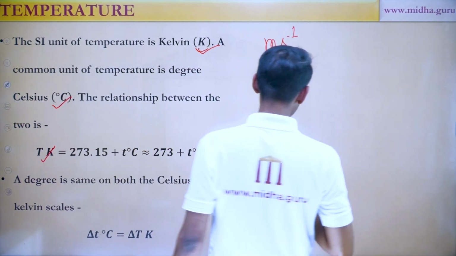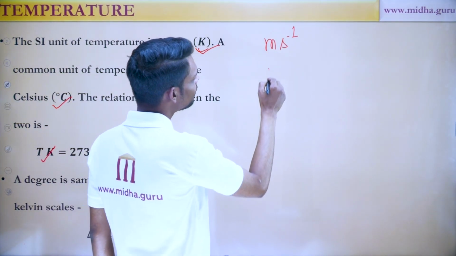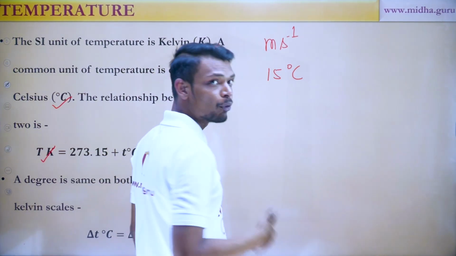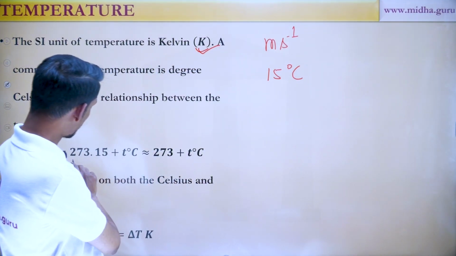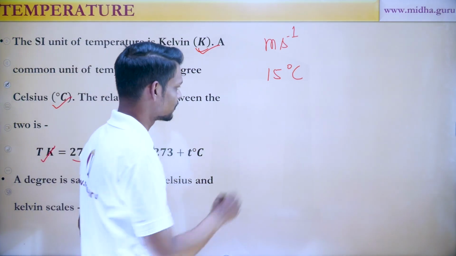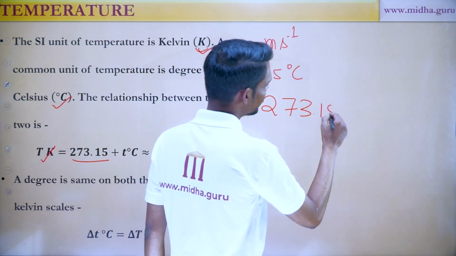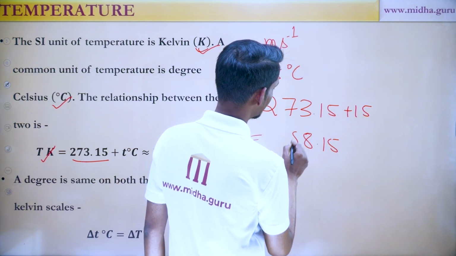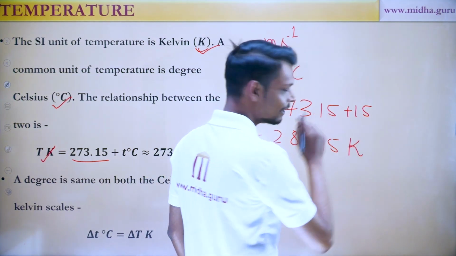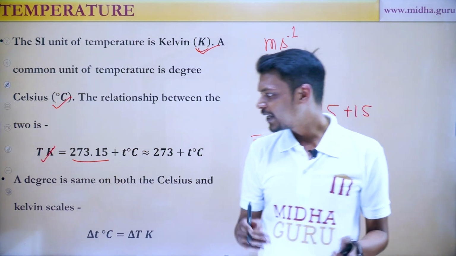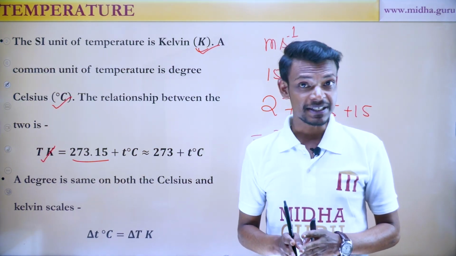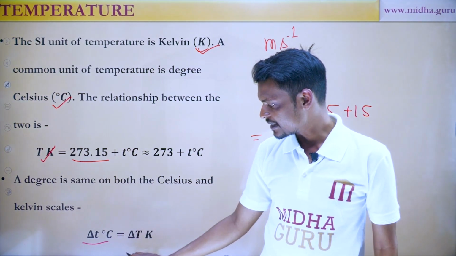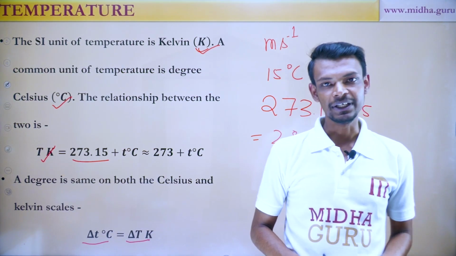For example, let us say we have 15 degrees Celsius. Now, what will this look like in Kelvin scale? So, we only need to add 273.15 and that will give us the answer. So, 273.15 plus 15, this gives us 288.15 Kelvin. And due to this reason, we can say that the change in degrees Celsius is same as the change in Kelvin. And here it is written that delta T degrees Celsius is equal to delta T Kelvin.